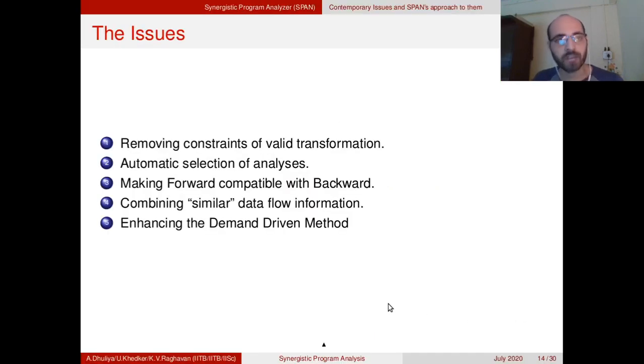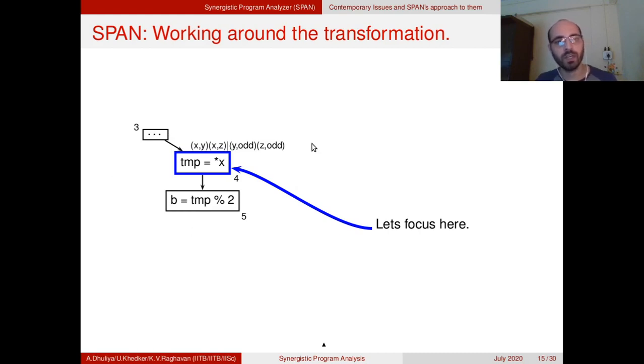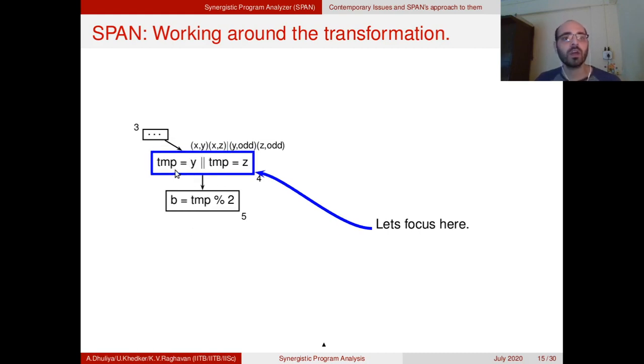Let's look at the issues and the solutions in the SPAN framework. First, removing the constraint of valid transformations. Take this example: temp is equal to *x. x points to either y or z. No transformation engine can transform this to temp is equal to y, or temp is equal to z. So program transformation is out of the picture, and we don't want to transform the program. Effectively, what you want is that temp points to y and z.